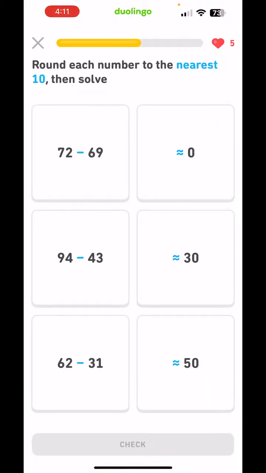Round each number to the nearest 10 and then solve. Okay, so we have 72 minus 69. So that's like what? 70 minus 70. So that's 0. And then we have 94 minus 4. So let's do 90 minus 40. So that's 50. And then 60 minus 30.